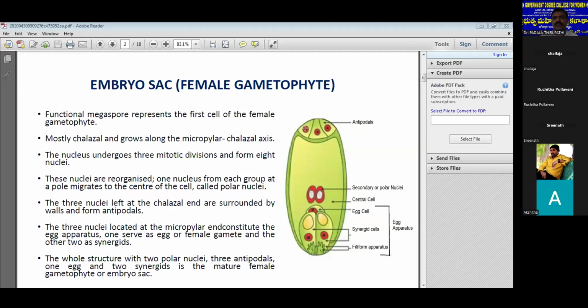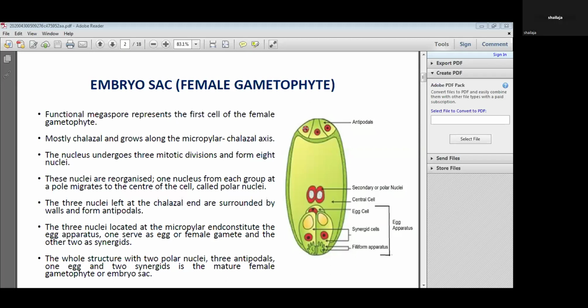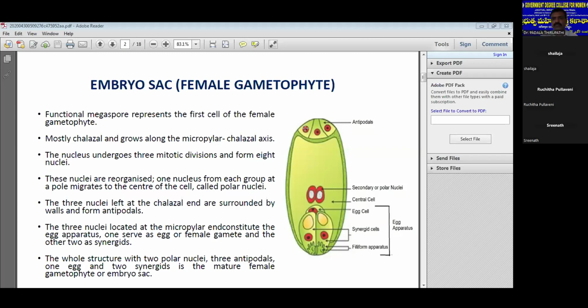Chalazal, mostly the chalazal, and grows along the micropylar-chalazal axis. The nucleus undergoes 3 mitotic divisions and forms 8 nuclei. So this is the embryo sac structure, and these nuclei are reorganized. One nucleus from each group at a pole migrates to the center of the cell, called polar nuclei. See here, this is the secondary or polar nuclei. It is the center. The 3 nuclei left at the chalazal end are surrounded by walls and form antipodals.